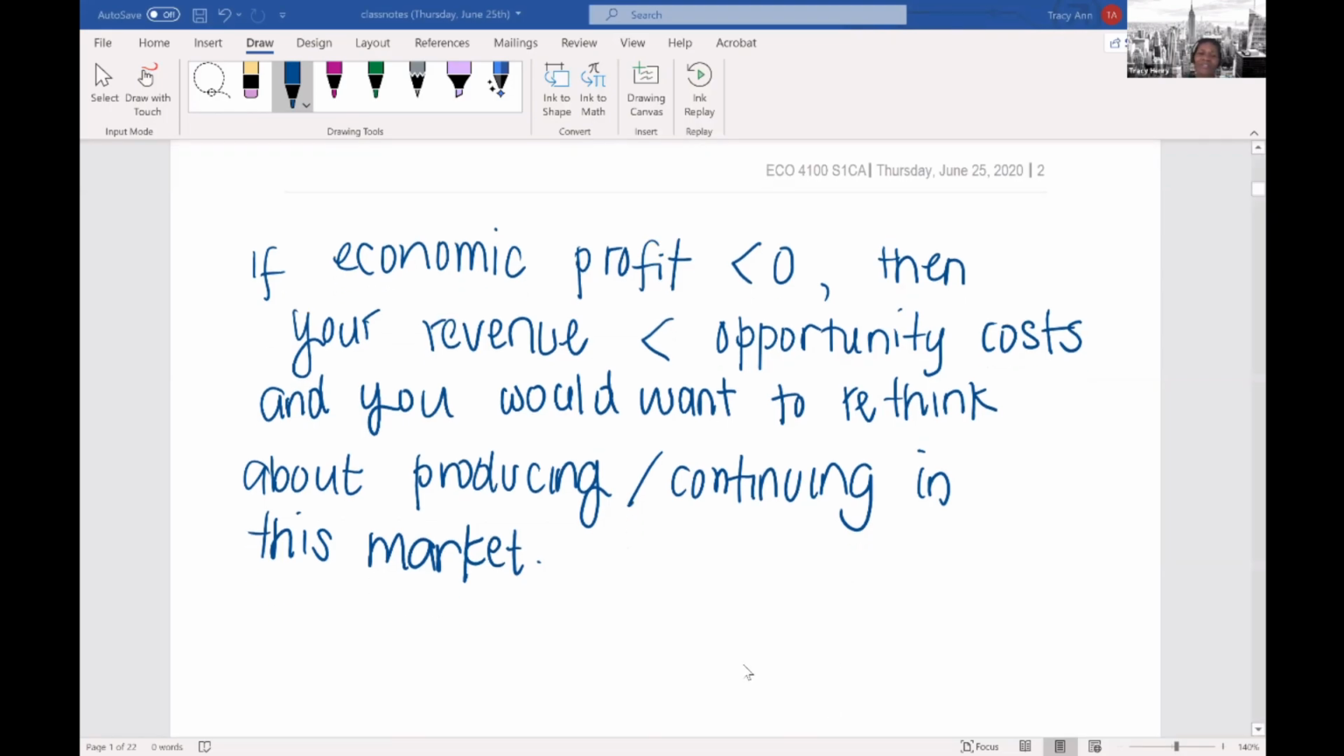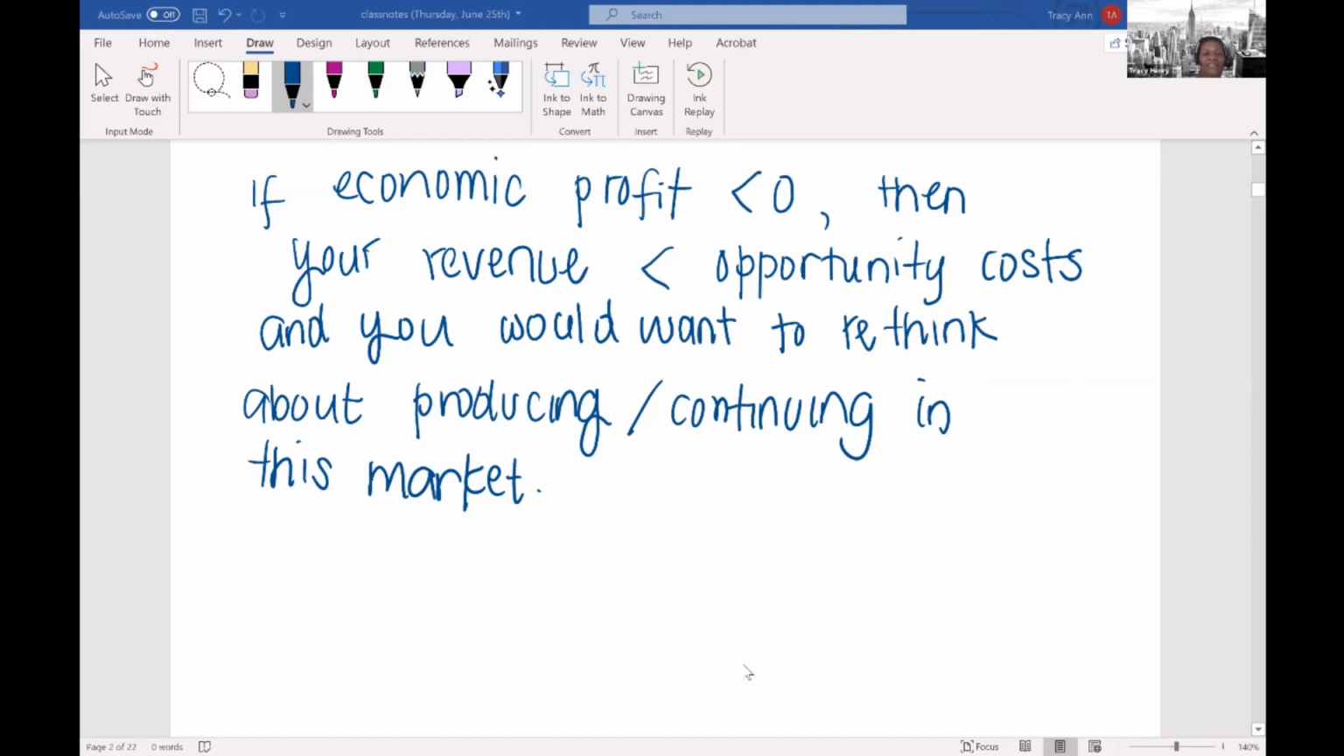But not to stray too far off the topic, if your economic profit is equal to zero, this is not a bad thing, right? One thing is for sure, you do have a positive accounting profit. This is good because it means that whatever profit your business is making is covering your foregone opportunities. So this is not a bad thing.